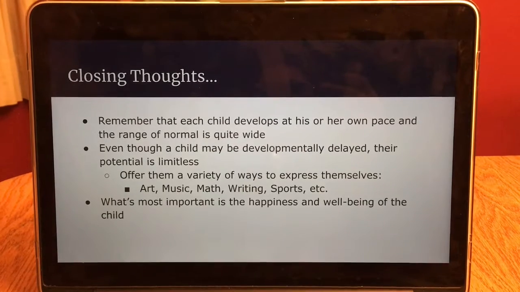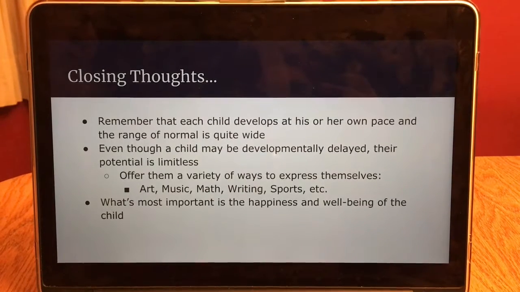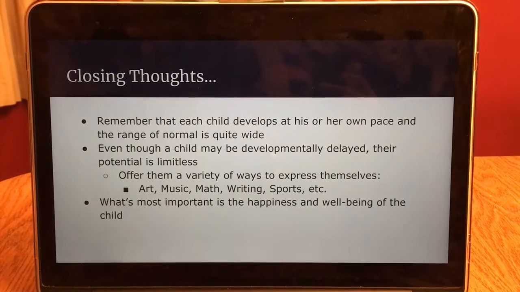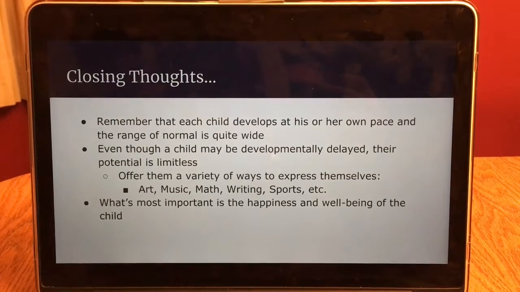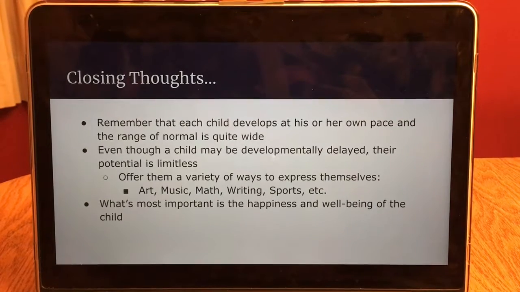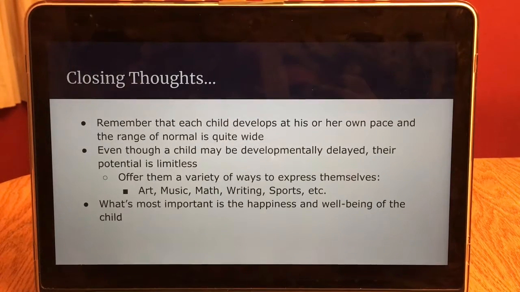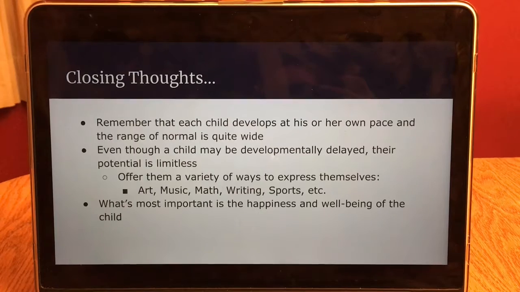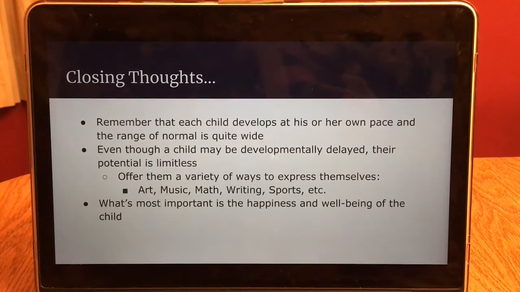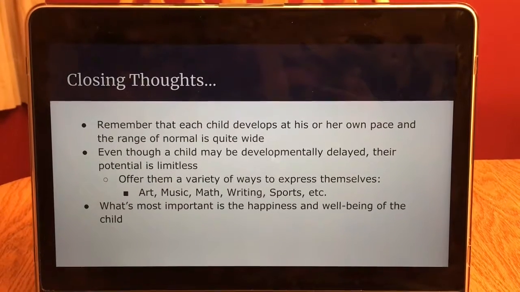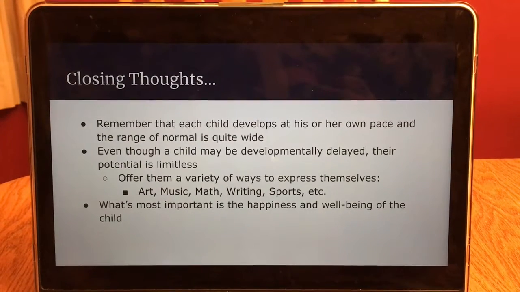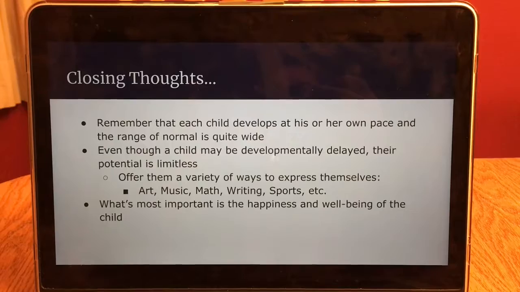Offer them a variety of ways to express themselves. Some kids thrive in art and music. Some are more wired for math and writing, sports, etc. Just because your child is developmentally delayed has no impact on their potential for success in the future. And what's most important is the child's happiness and well-being.